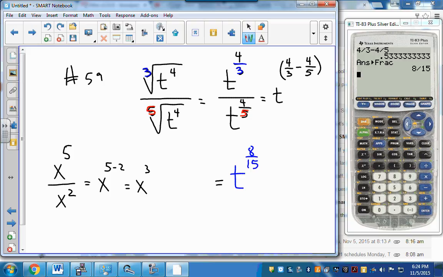Now again, let's go back to our directions. It says simplify. So I've done as much as I could there. This now becomes the 15th root of t to the 8th. And again, you can put the 8 out here if you like, or you can bring the 8 and put it inside. It doesn't matter. You get the same answer.